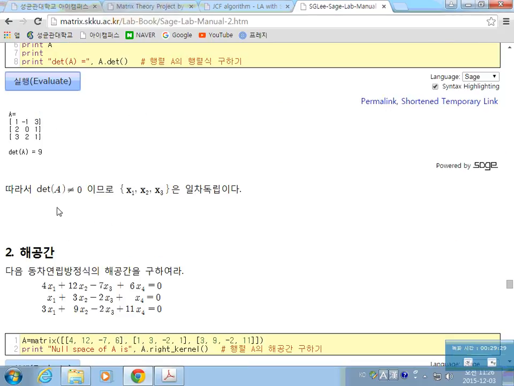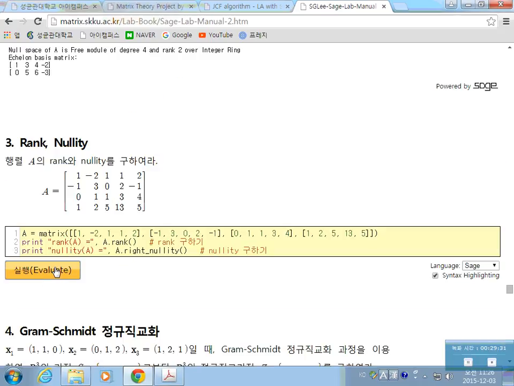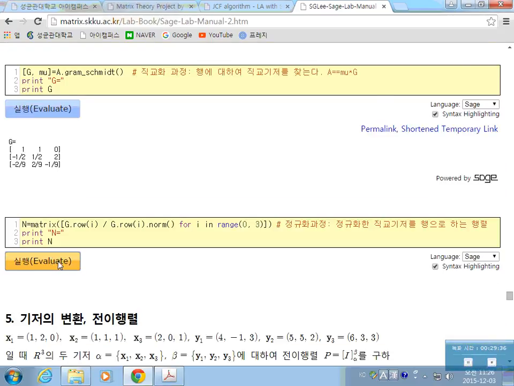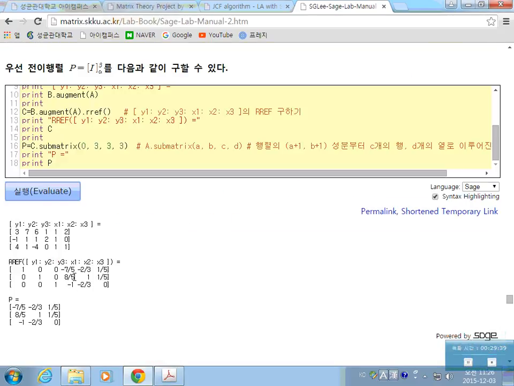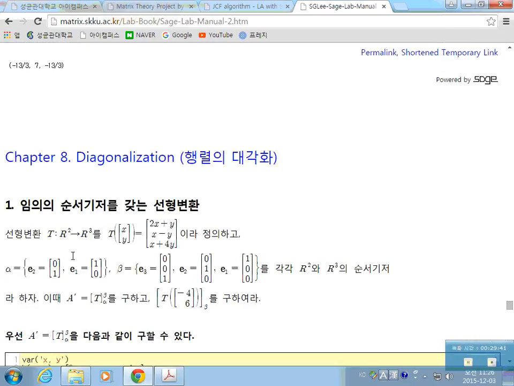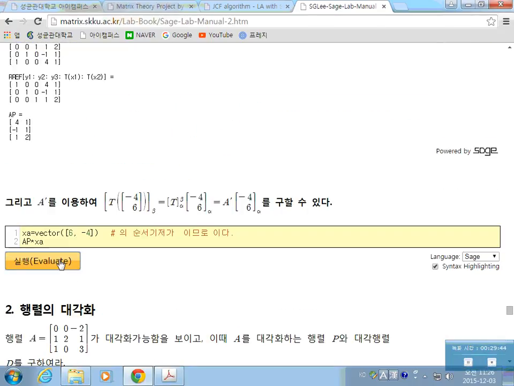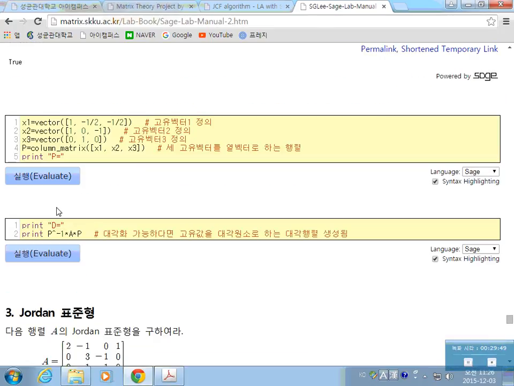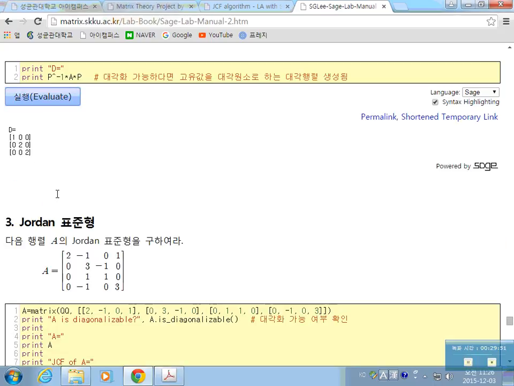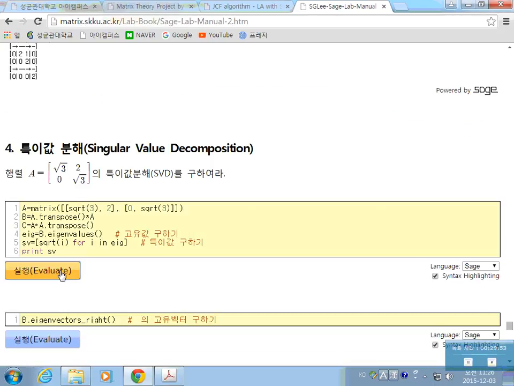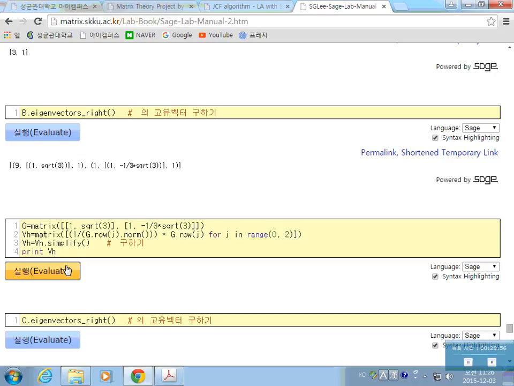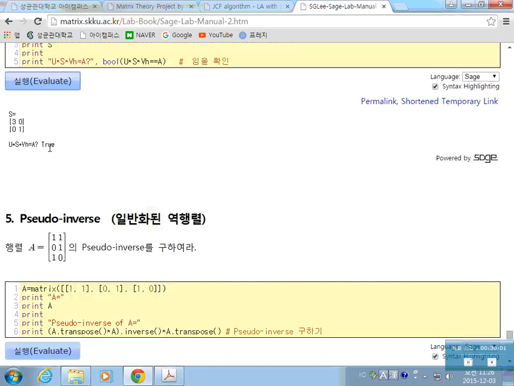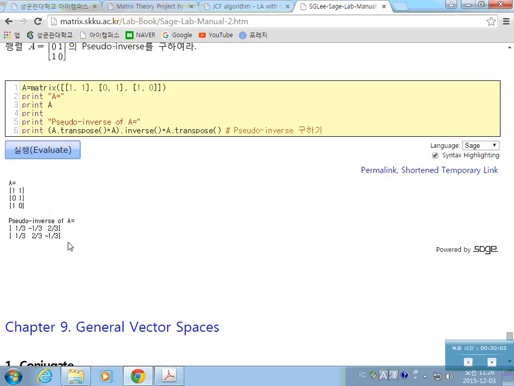Check whether given vectors are linearly independent or not, and finding length, and Gram-Schmidt also normalization process, and finding the transition matrices, and finding the ordered basis, and matrix diagonalizations, eigenvectors, and diagonalizations, and finding the Jordan canonical form, and finding the singular value decompositions, the eigenvectors, and do right eigenvectors, left eigenvectors, find the singular values of it, and find the pseudo-inverse.